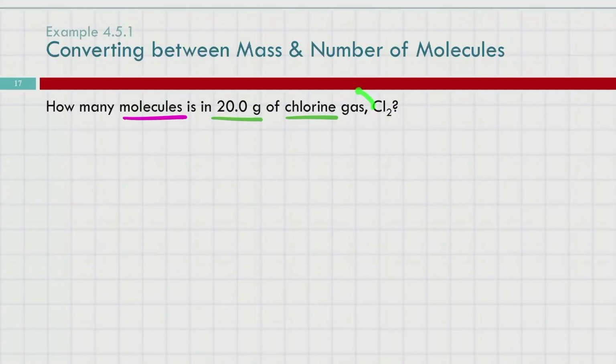So, for example, you might get a question sometime in the future that just tells you chlorine gas instead of saying Cl2, and you would be expected to figure out that it's Cl2 and not just Cl. We are told that here, though.